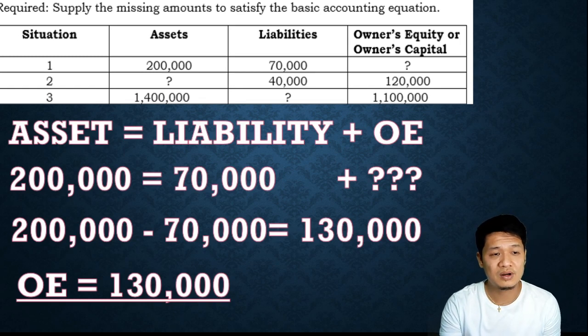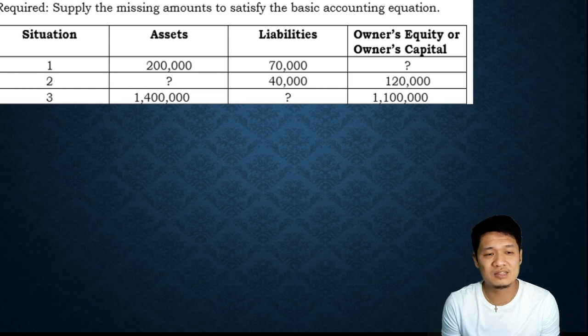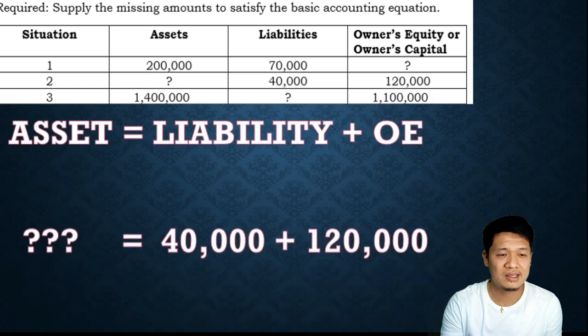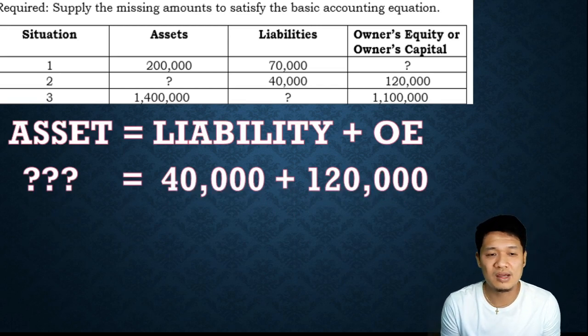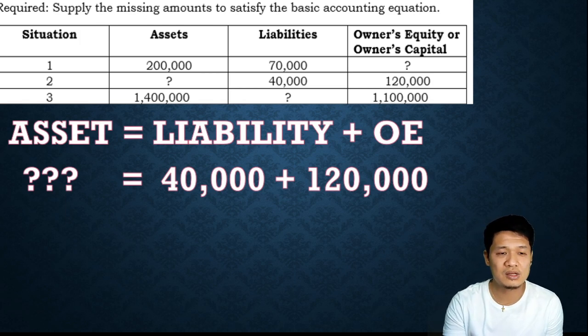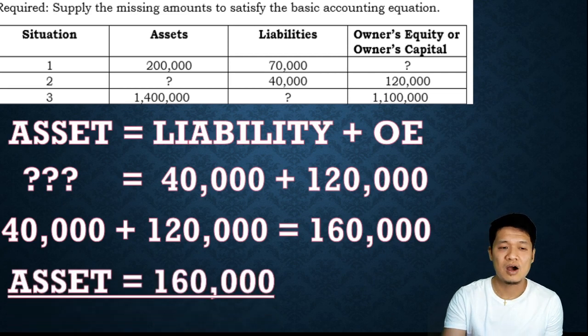Okay. For our second situation, this time the asset is missing. We have the liability 40,000 and owner's equity 120,000 pesos. Applying the givens, asset question mark, liabilities 40,000 and 120,000 for the owner's equity. Applying the accounting equation, we simply add the two. 40,000 plus 120,000 is equal to 160,000 and that is the amount of asset.